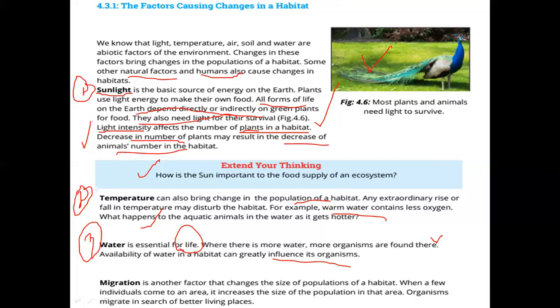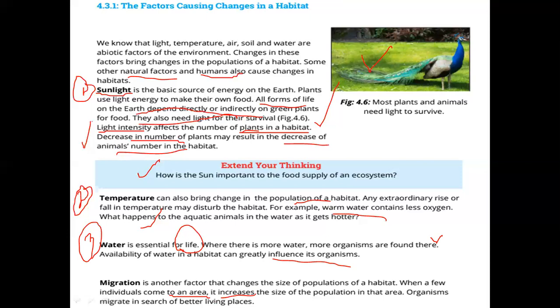Number 4 is migration. Migration is another very important factor for changing any habitat, or the population size will be increased or decreased due to the migration of organisms. Like when a few individuals come to an area, it increases the size of population of that area and decreases the size of population of the previous area.